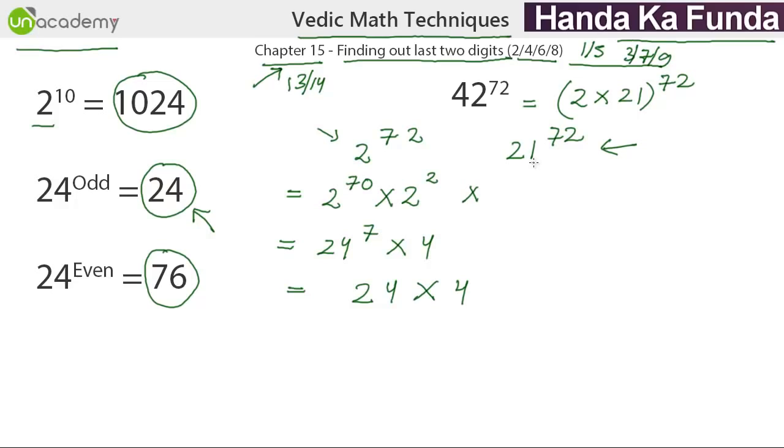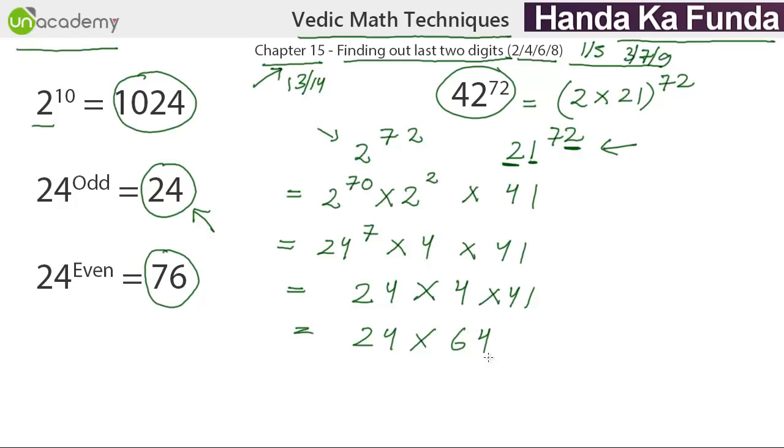The odd part was simple because it was ending in 1. If it ends in 1, all you need to do is take the last digit here and the last digit here, and you multiply. So you'll get 4. 2 into 2 is 4 and you get a 41. So effectively, my question, which was earlier a very daunting task, calculating the last two digits of 42 to the power of 72, is now just reduced to finding out the last two digits of 24 into 4 into 41, which is 164, but I just need the last two digits, so that is 64. That means my question is now just reduced to the last two digits of 24 into 64.